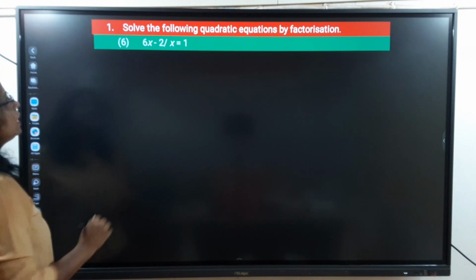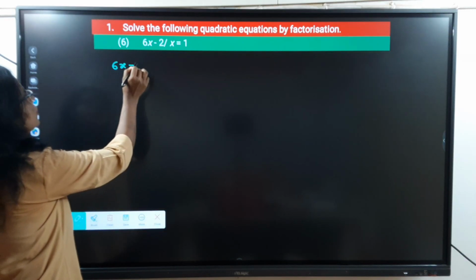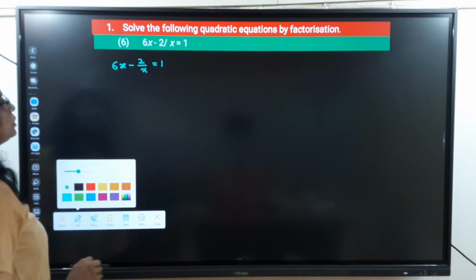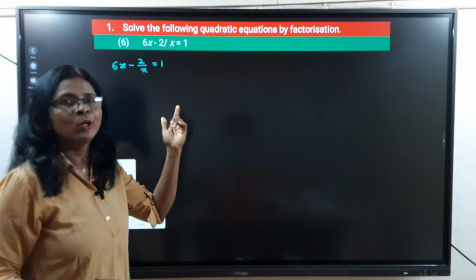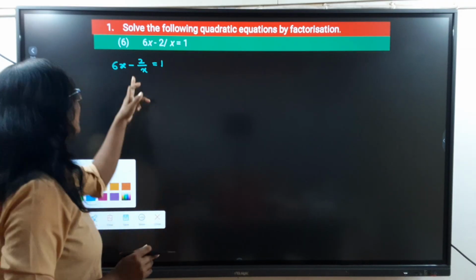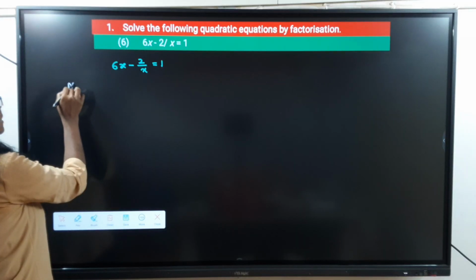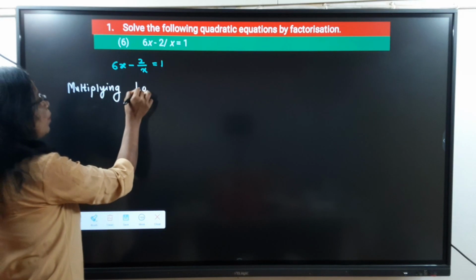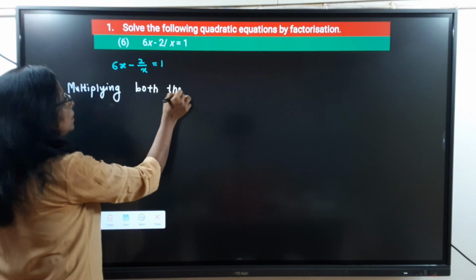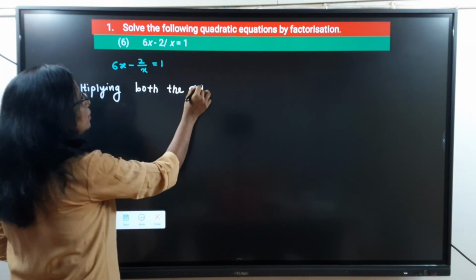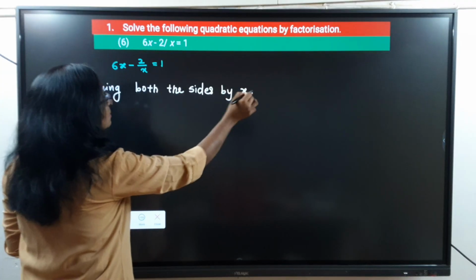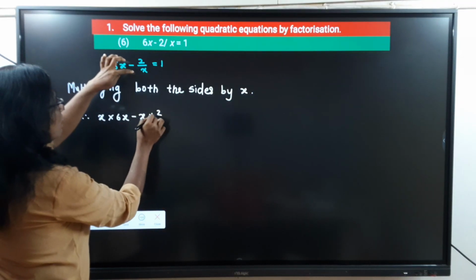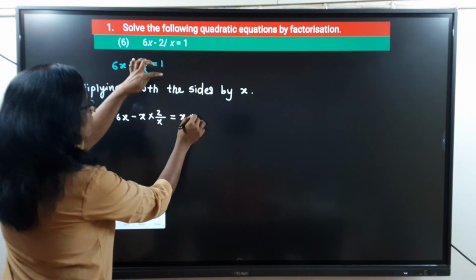So next example is 6x minus 2 upon x is equal to 1. Here I simplify this equation, students, by multiplying both the sides by x, because at the denominator place there is an x. Therefore x multiply 6x minus x multiply 2 upon x is equal to x multiply 1.